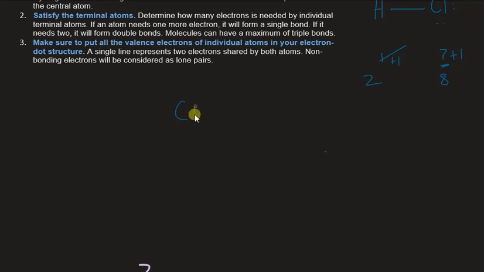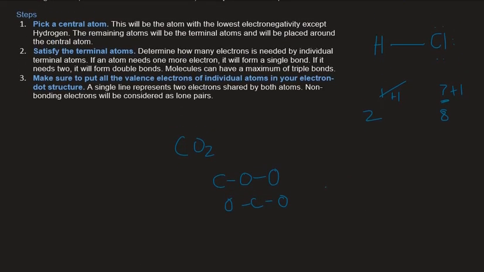Let us try CO2. CO2 is composed of 3 atoms. So it can be visualized as this one or this one. So which model is correct? Again, since there are 3 atoms, it's important to know which atom is the central atom. For that, we need to follow these steps. The first thing is to pick the central atom. The central atom will be the atom with the lowest electronegativity.